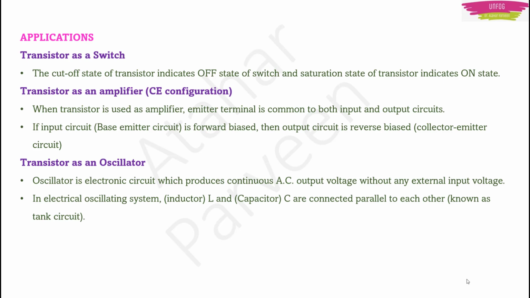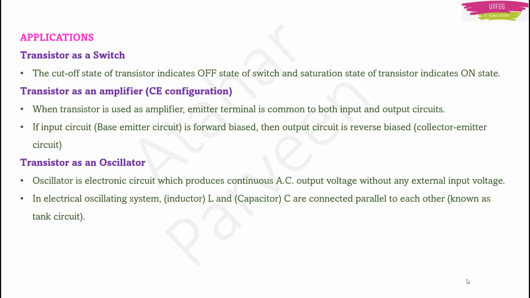Next is the amplification, I told you about it, right? A transistor can be used as an amplifier in common emitter configuration. Here what happens? If the input circuit, the base emitter circuit, is forward bias, then the output circuit, which is the collector emitter circuit, will always be reverse bias. We have talked about this in the circuits also, right?